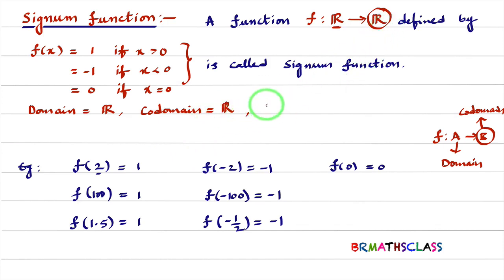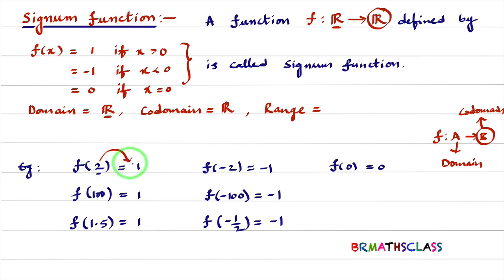Now I'll write the range of Signum function. What is the range definition? Set of all images of the domain set. You observe here, f of 2 is 1. What is the image of 2?